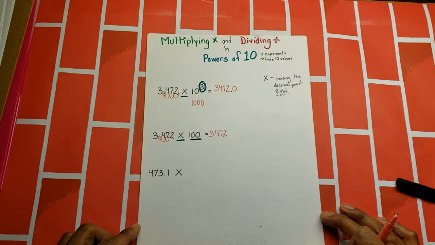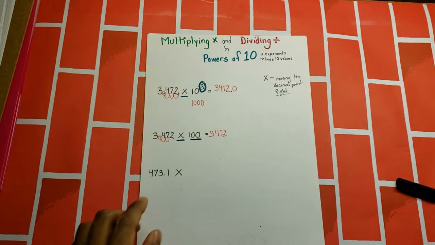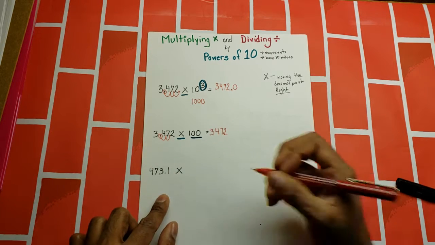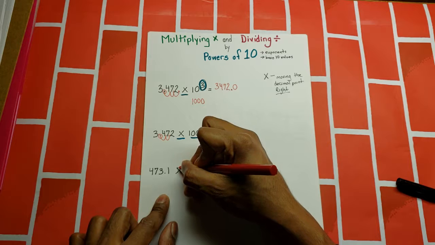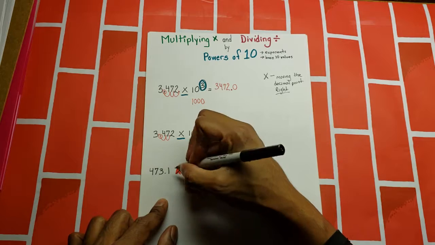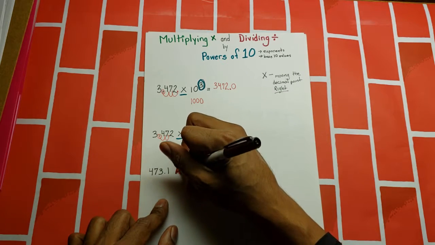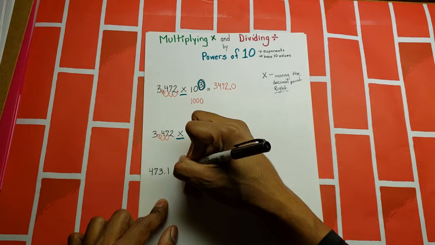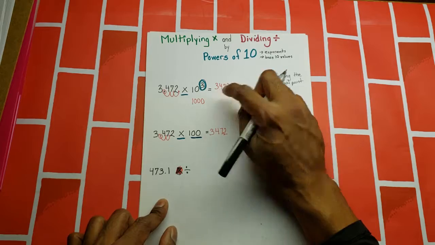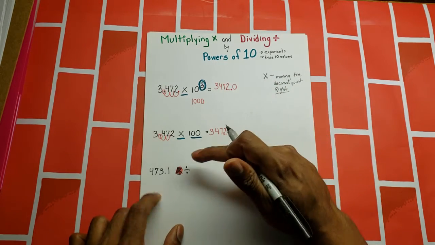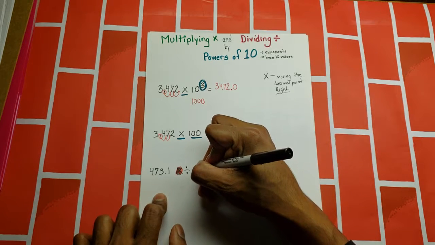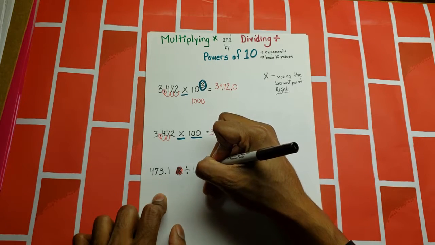Let's look at our next example. For this one, I wrote a different number, and I'm going to actually divide. So let's take away the multiplication sign. Sorry about that, guys. And let's just put a division sign over here. Just like the first example, I'm going to start with an exponent. So 473 and 1/10 divided by 10 to the second equals.